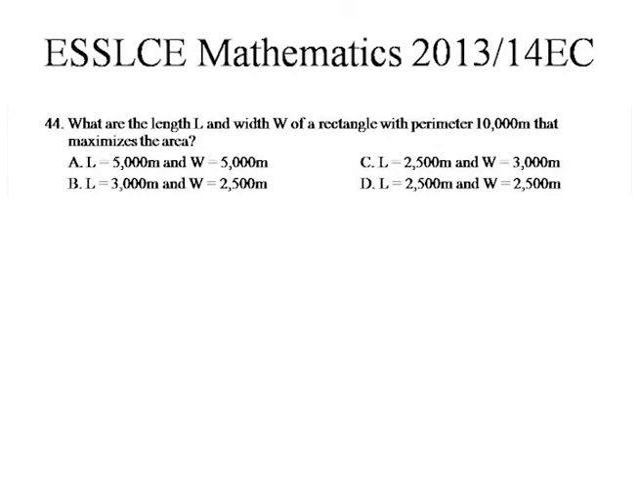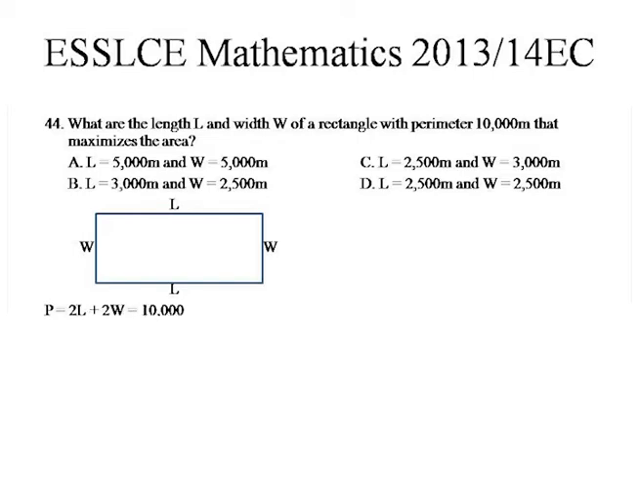Question number 44. What are the length L and the width W of a rectangle with perimeter 10,000 meters that maximizes the area? Let's draw the picture of the rectangle like this. Perimeter is equal to twice the length L plus twice the width W, which is equal to 10,000. Multiplying both sides by 1 over 2, we will find 2 times 1 over 2 gives L, plus 2W times 1 over 2 gives W, which is equal to 10,000 times 1 over 2 is equal to 5,000.